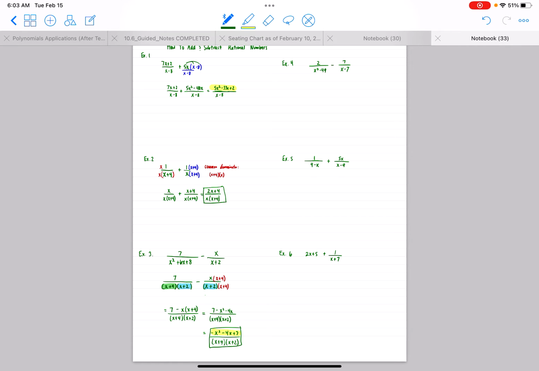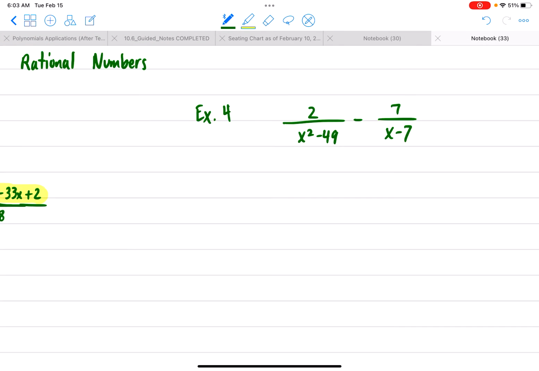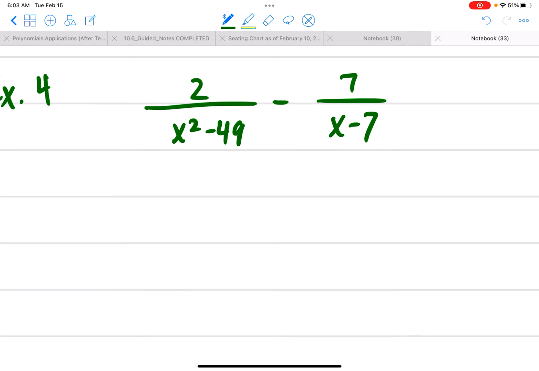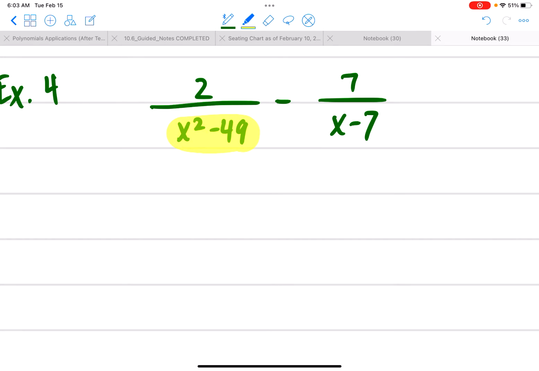I want to show you a couple other kind of weird examples, and then you can go ahead and work on the Delta Math here. So on this one, you might be tempted to think, oh, I better just multiply the yellow by the blue here. Not necessarily, right? Try to factor if you can.